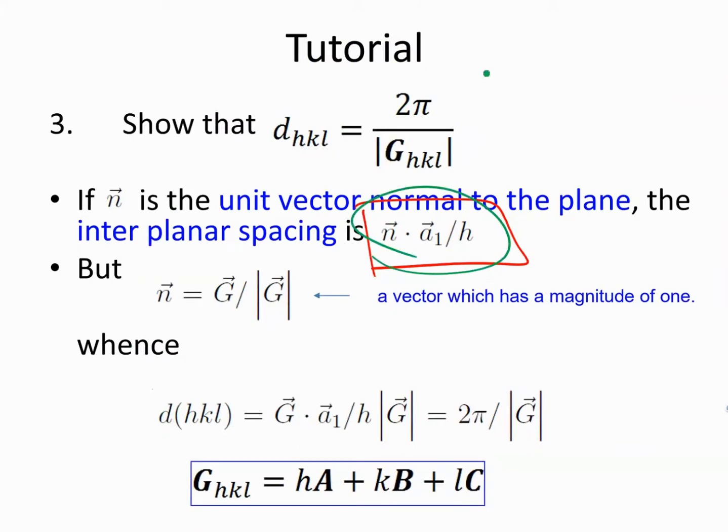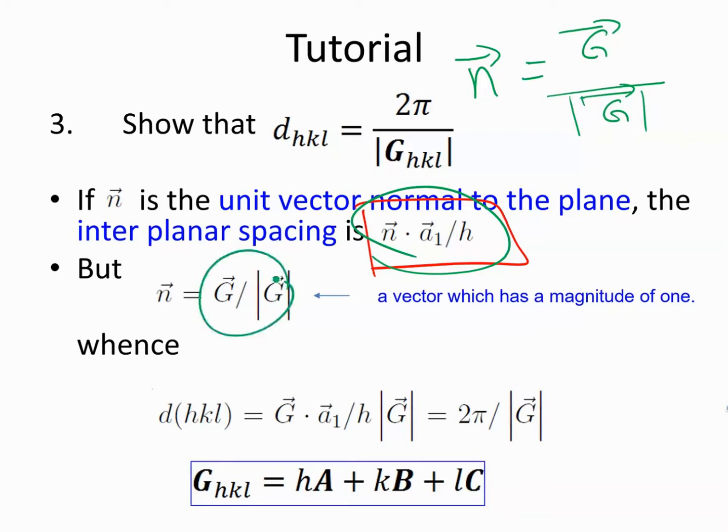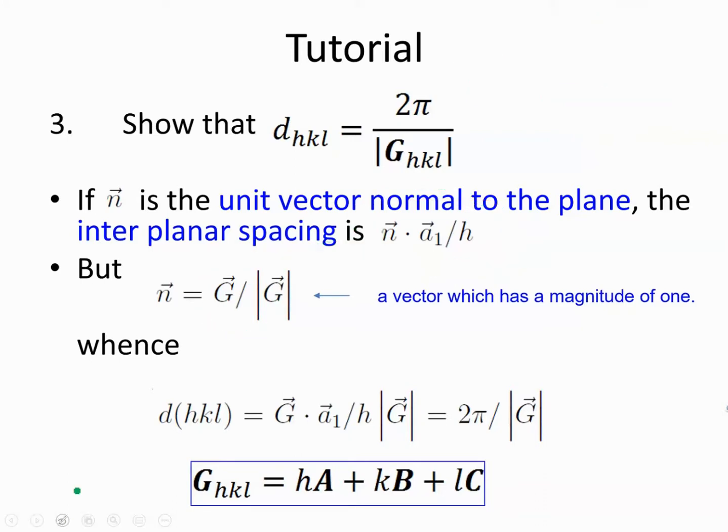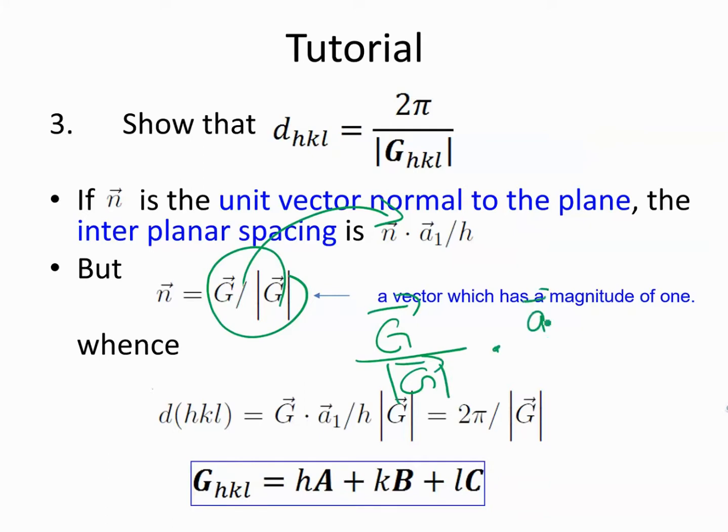And we know that N is a unit vector, meaning that it is G over the magnitude of G. This is a very fundamental definition for the unit vector, right? So this unit vector, I substitute it into here. So I will have G over G magnitude dot product with A over H.